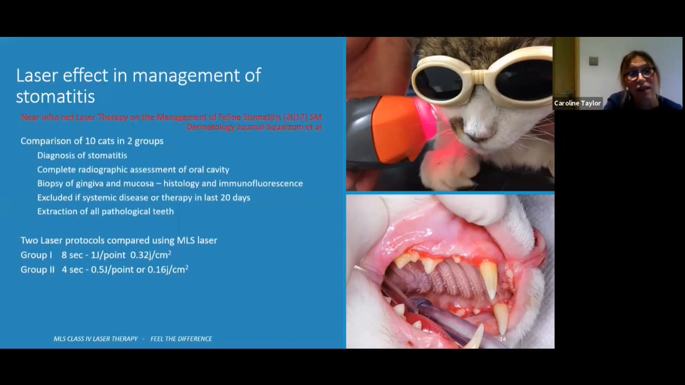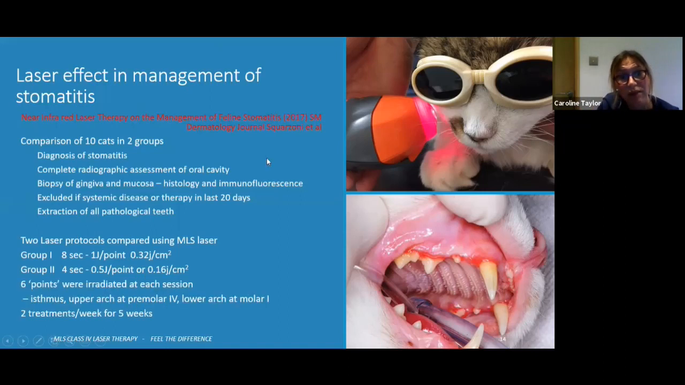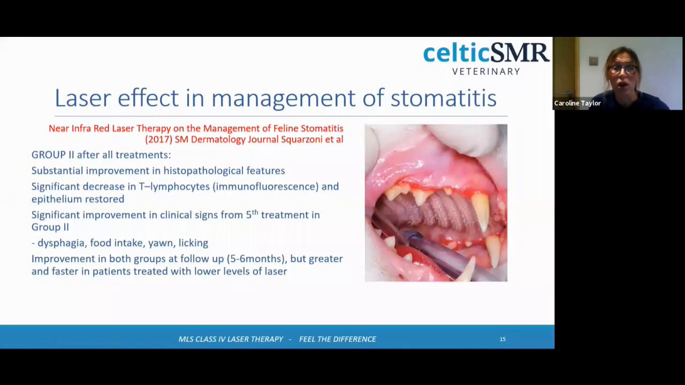You can see those are the settings that tend to be used in acute gingivitis or chronic gingivitis. So they looked at those 2 settings, and 6 points were irradiated in each setting. That was twice a week for 5 weeks, so 10 treatments altogether. And surprisingly, the group that had the lower level of laser actually improved significantly more. They were quicker to improve. There was improvement in the pathology features, and a decrease in T lymphocytes.